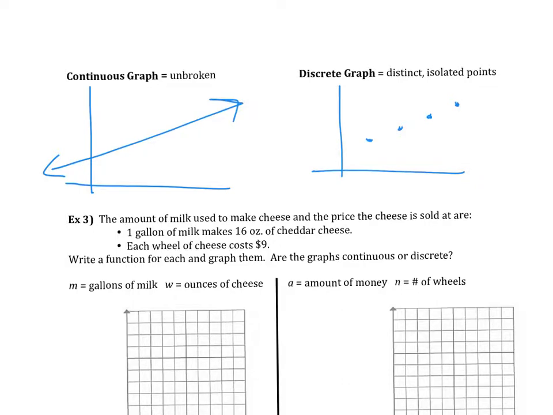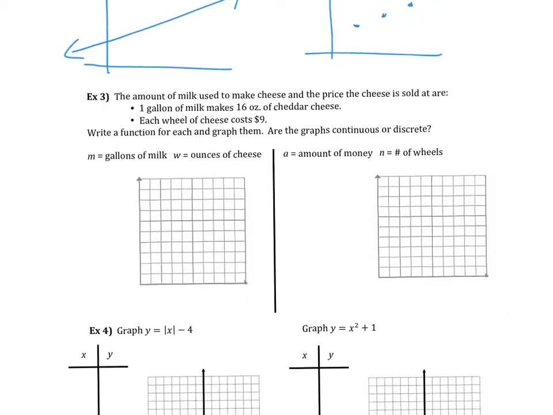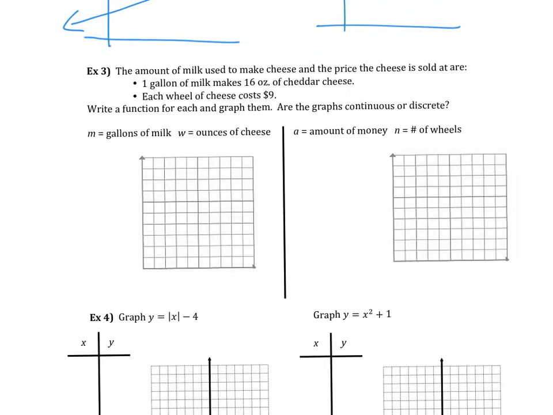All right, so here's what we're going to do. Example 3 here says the amount of milk used to make cheese and the price the cheese is sold at are: 1 gallon of milk makes 16 ounces of cheddar cheese, and then each wheel of cheese costs $9. Okay, so we're going to look at this from two different perspectives. We're going to look at it from the gallons of milk related to the ounces of cheese. That's this one. And then the amount of money related to the number of wheels it will make, okay?